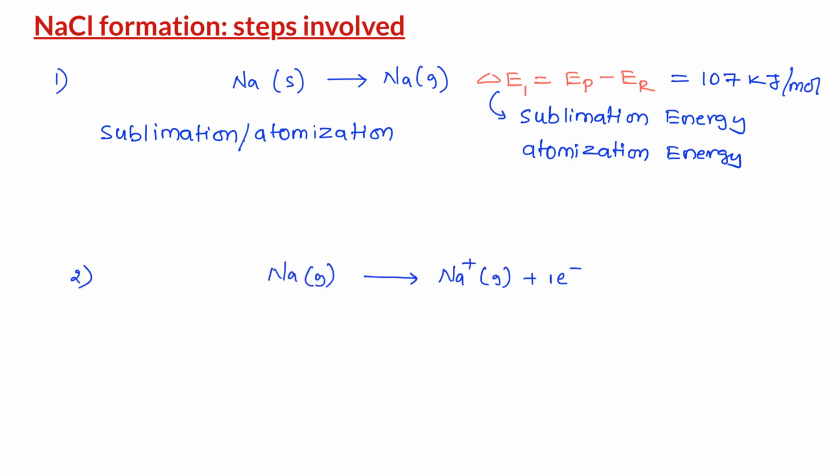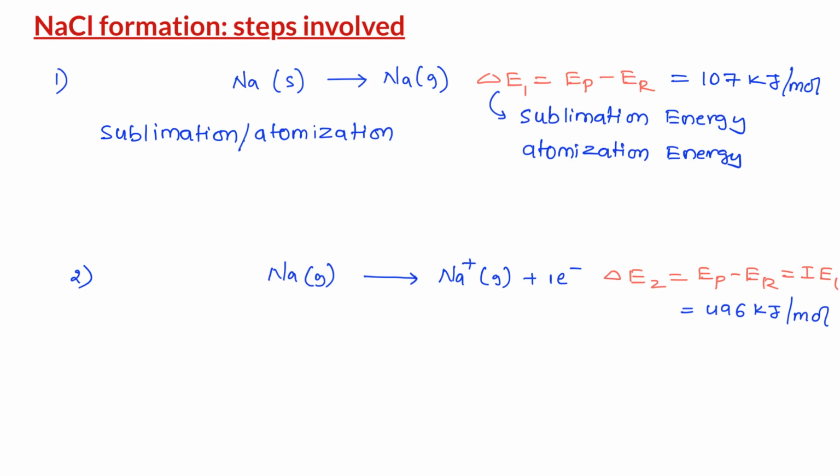Next, the gaseous sodium loses an electron to form a monopositive cation, and we know that the energy required to remove an electron from a gaseous atom is called its first ionization energy. For sodium, ionization energy 1 is equal to 496 kilojoules per mole.